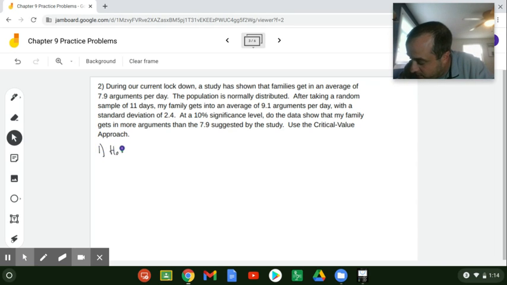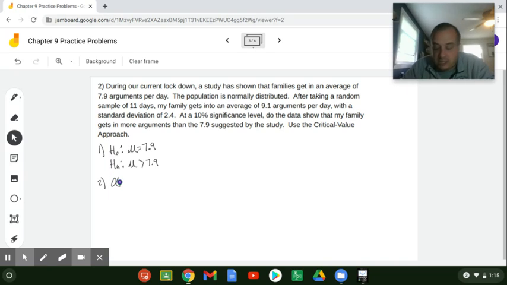So step 1 is the same: our null and our alternative hypothesis. Our null hypothesis here, mu is equal to the 7.9 that was told to us. Alternative hypothesis, I asked the question more, so it would be mu is greater than 7.9. Step 2, we're going to write down our significance level. Alpha is equal to 0.10.